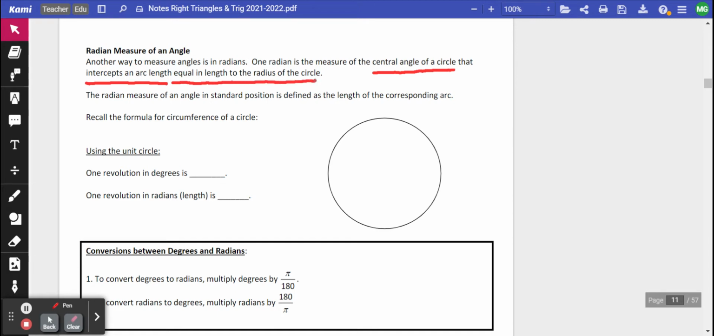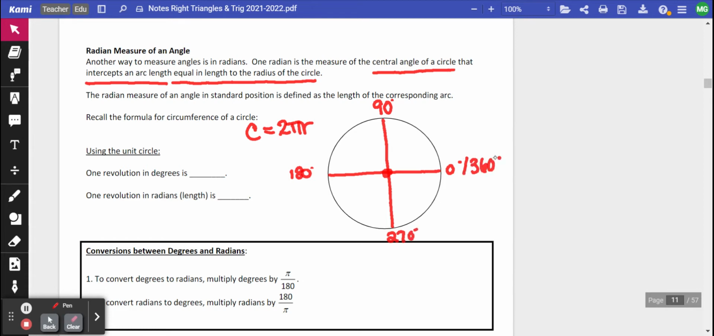What does that mean? Well, first of all, we're going to talk about circumference of a circle. And I believe that you all remember circumference of a circle is 2 pi r. Okay, so when we talk about the circles that we've been working with, let's draw our quadrantals in here. Let's remember that this is 0 degrees, this is 90 degrees, 180 is over here, and 270 is over here. And of course, we know this circles back to 360 degrees.